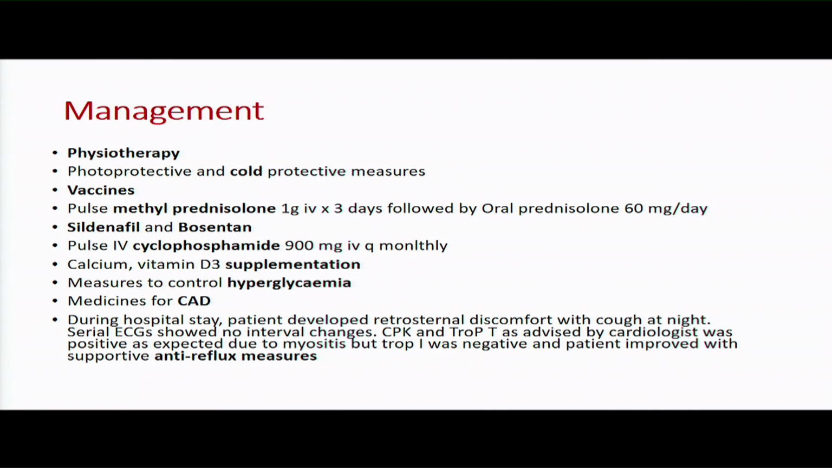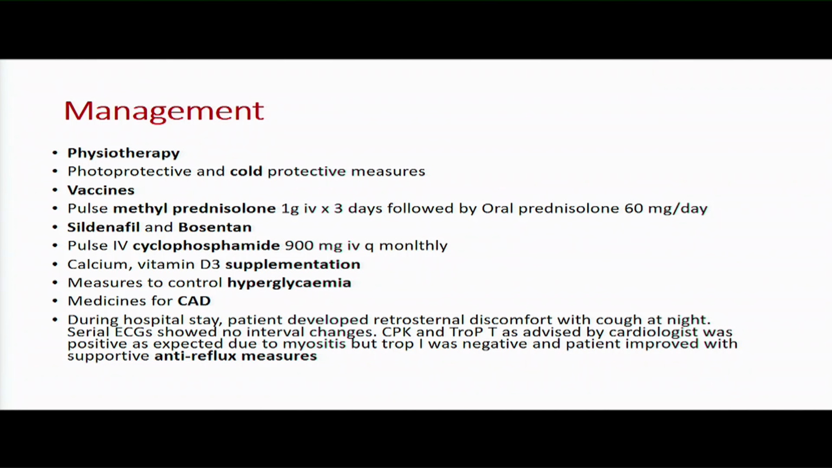So she was treated with physiotherapy, photoprotective and cold protective measures. She was adequately vaccinated for pneumococcal and influenza. Her latent TB screening was negative, so we didn't proceed with any treatment in that way. She was pulsed with methylprednisolone followed by oral prednisolone. Her Raynaud's was taken care of with sildenafil and bosentan, and we have been giving her pulse IV cyclophosphamide monthly, in addition to management of coronary artery disease and hyperglycemia.